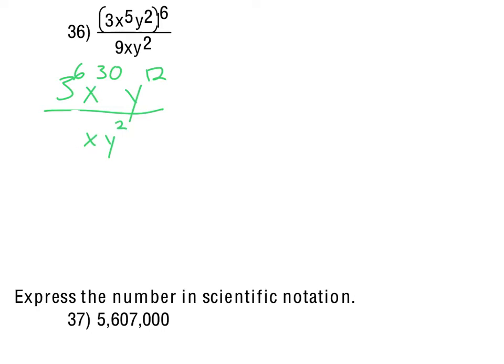Actually, let me do this. So one way to look at the 3's and the 9's, and it's just because this works out, is to change the 9 to be a 3 squared. Then we can just treat that like we would if it were x to the 6th over x squared.